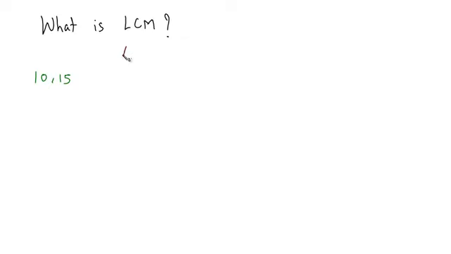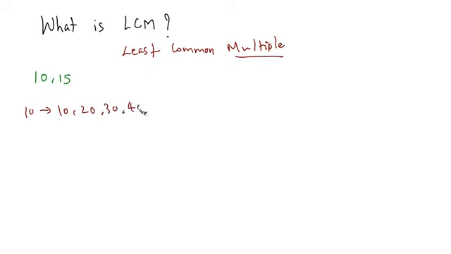Let's go by words here. Least common multiple. So it contains multiple. So we have to find out the multiples of these two numbers. So multiples of 10 are 10, 20, 30, 40, 50. Basically it's a multiplication table and so on. And multiples of 15 are 15, 30, then we have 45, 60, 75 and so on.